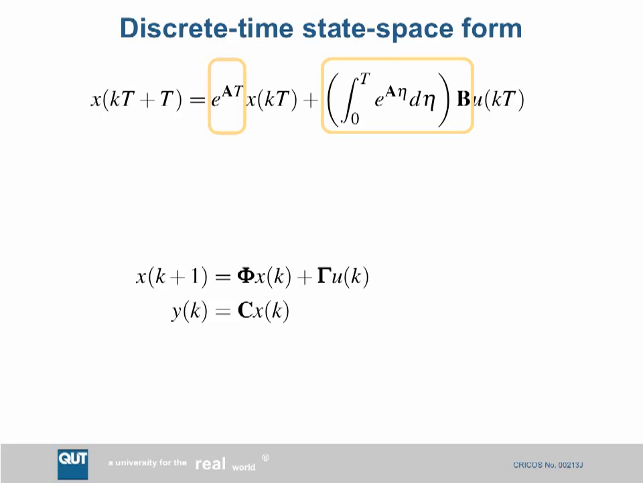Instead of it being a differential equation, we now have a difference equation. We now have the next x in terms of these things rather than the derivative of x in terms of these things. The x still means the same thing. They're still your process state variables.